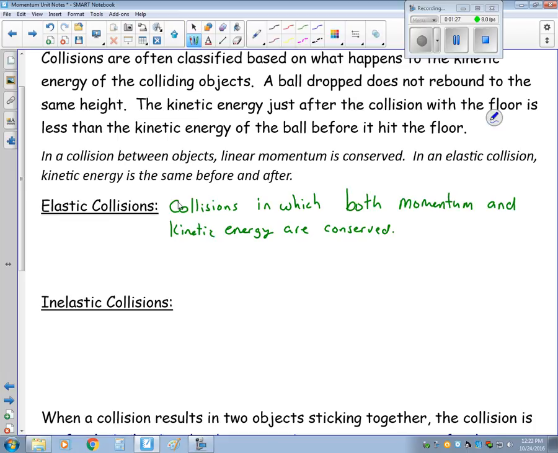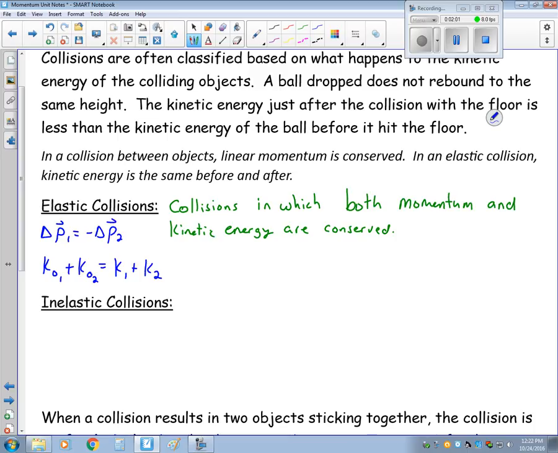So what we would say is that we have our conservation of momentum, but we also have our conservation of kinetic energy, which we say the initial kinetic energy of object 1 plus the initial kinetic energy of object 2 equals the final kinetic energy of object 1 plus the final kinetic energy of object 2. So that's for an elastic collision.